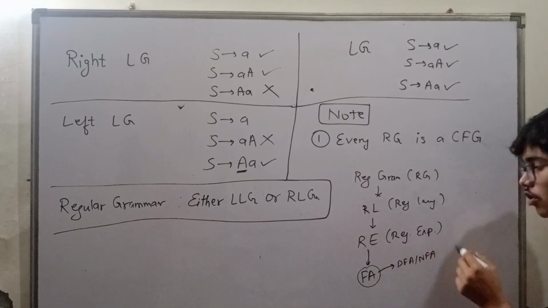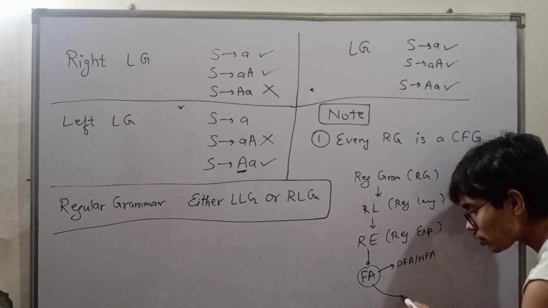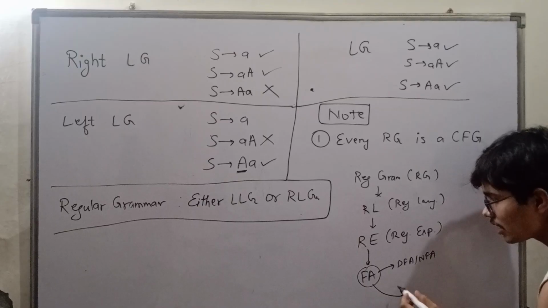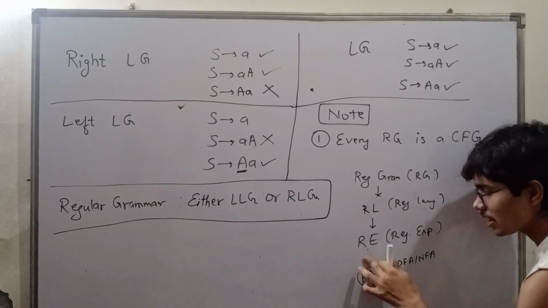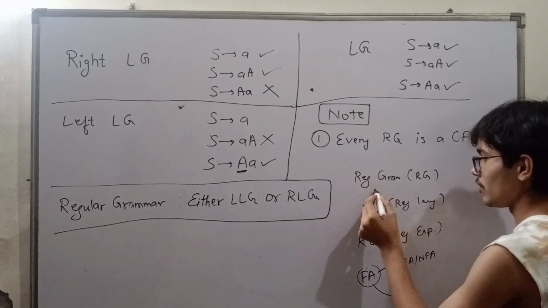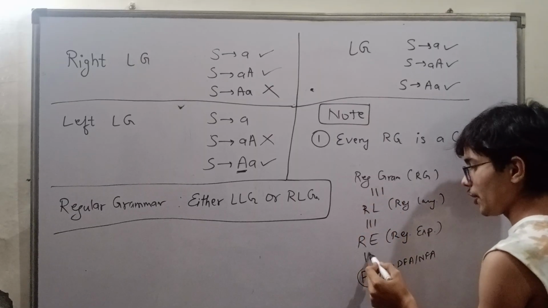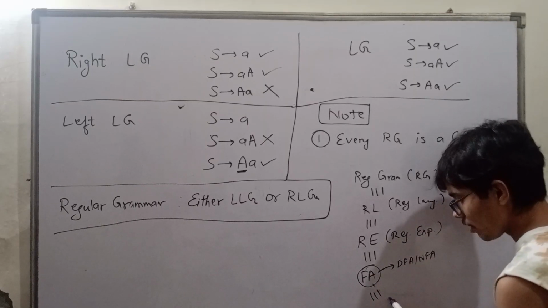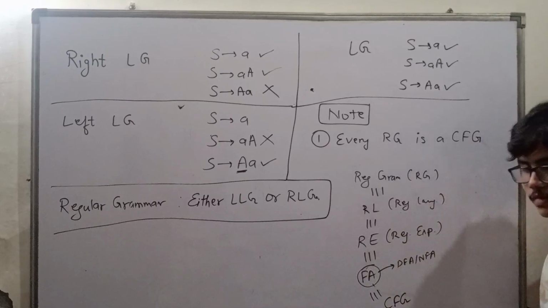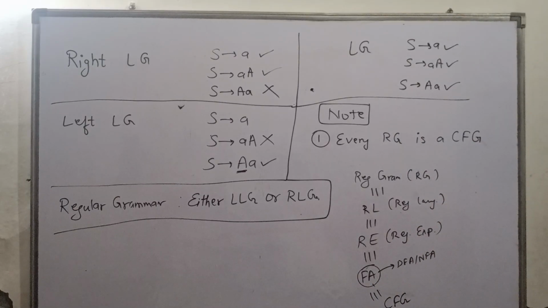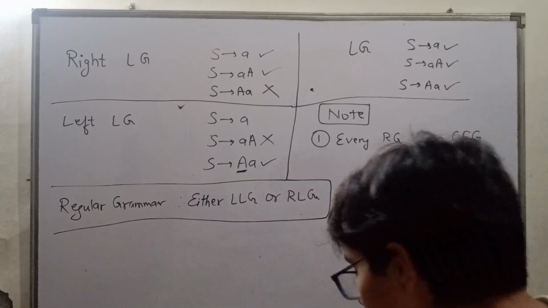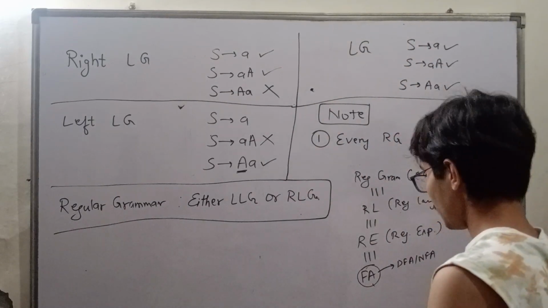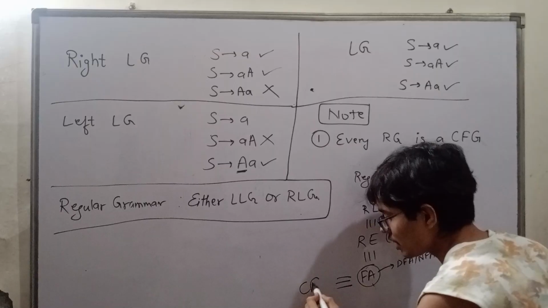And if you make a finite automata, you can also make an equivalent one. I write it with these arrows, equivalent. An equivalent finite automata means an equivalent context-free grammar can also be made. I hope this is visible. If it is not visible, I will rub it out and make it clear. Equivalent context-free grammar can also be made.